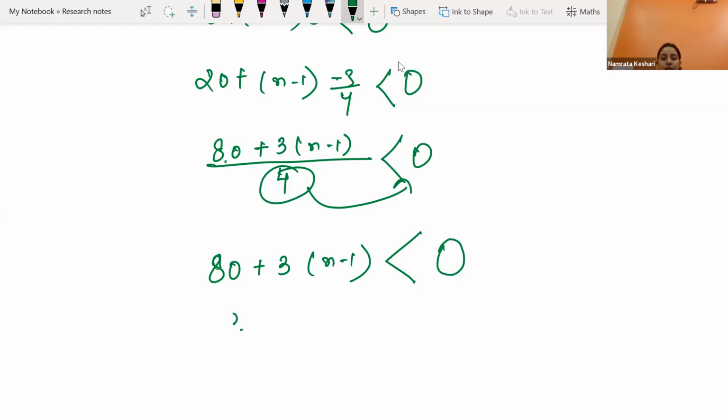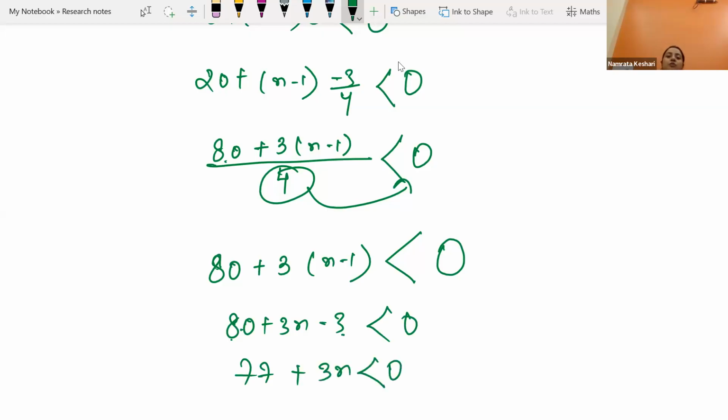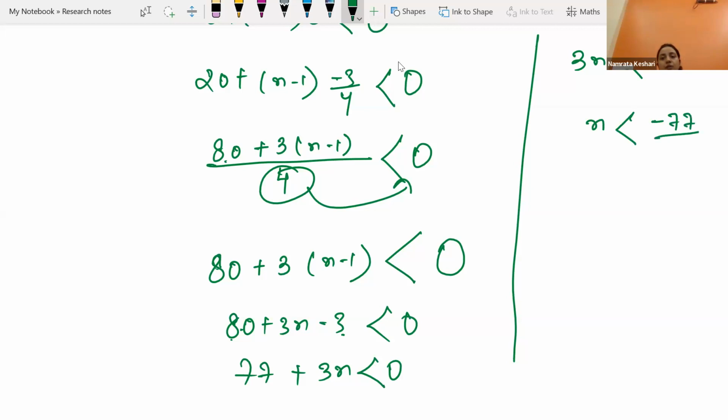Now it will be 80. Let's open the bracket: 3n minus 3 is smaller than 0. 80 minus 3, 77 plus 3n is smaller than 0. Now shift the 77 to the other side. The inequality sign will not change, because again I am repeating, only when we multiply or divide by a negative number does the sign change. So 3n is smaller than minus 77 by 3.